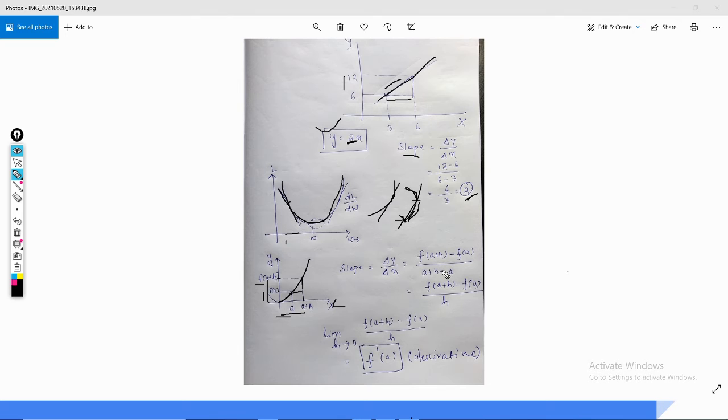So you can find the slope here. From this change in x, this a and this a will cancel. You will be left with f of a plus h minus f of a, divided by h. And h is nothing but this distance, right?